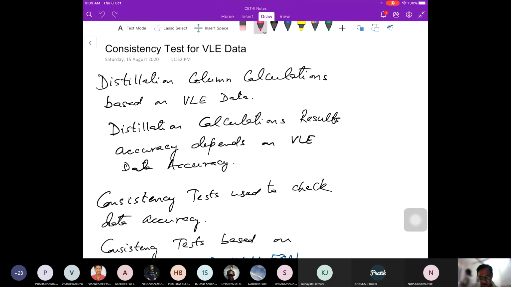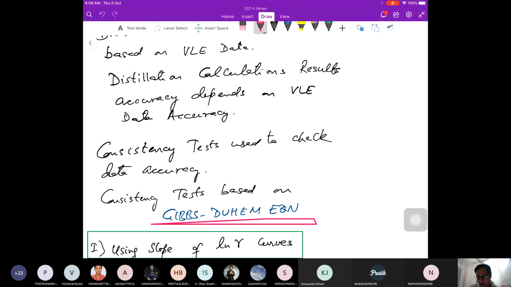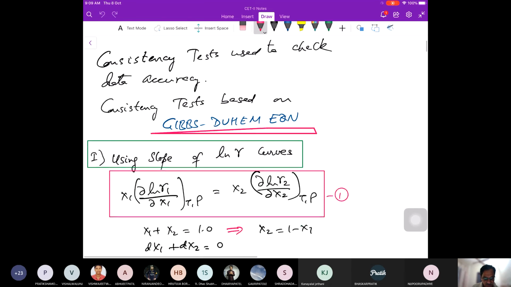under ideal conditions and non-ideal conditions, and we are using some data to calculate distillation column diameter and height. That means designing the distillation column, which you will do in the B project. So we need to have accurate data, and the consistency test is used to check the data accuracy, based on the Gibbs-Duhem equation. There are some 4 or 5 methods of checking consistency of data, and we'll look at all of these.